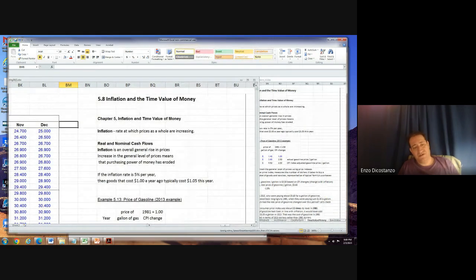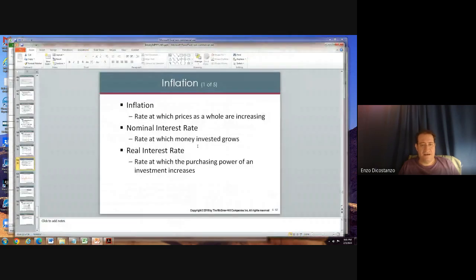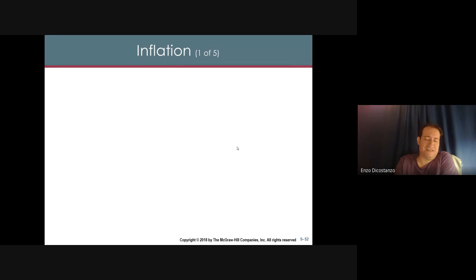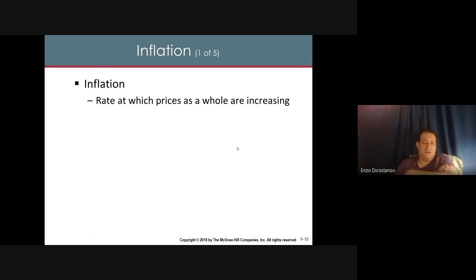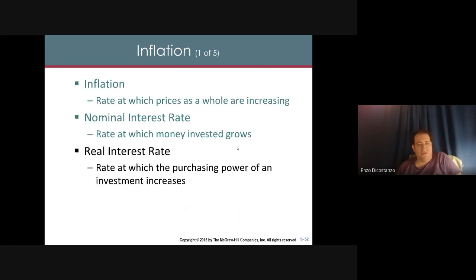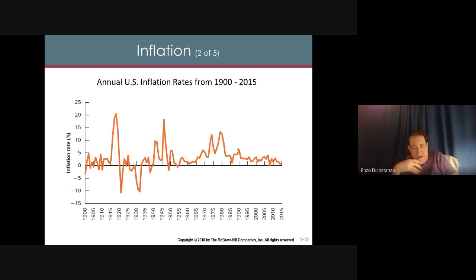And actually, what I want to do next is get to the inflation numbers here. These are the last couple slides for this particular chapter. Inflation is the rate at which prices as a whole are increasing. Nominal rates are the rates at which money invested grows. Real rates are the purchasing power of an investment. In other words, there's a base year somewhere, and you're comparing the change in prices to that base year. This is inflation going back 115, now 120-something years.